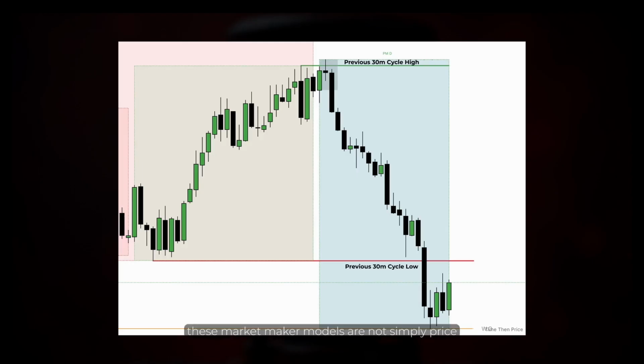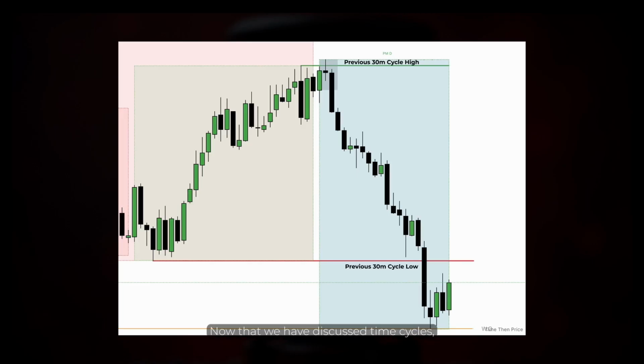These market maker models are not simply price patterns. They're not price patterns that you just put on your chart and that's it. No, what you must understand is the logic behind inception to terminus. And that right there is where the true light bulb moments will take place.